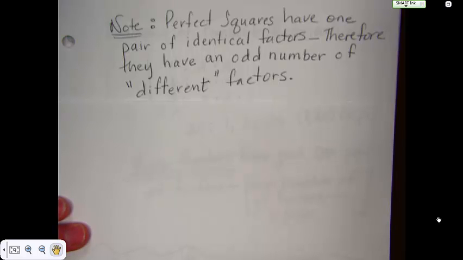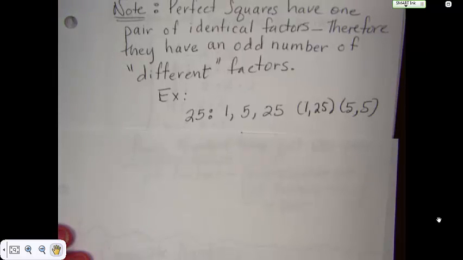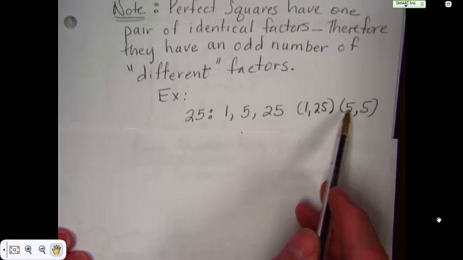So perfect squares have one pair of identical factors, therefore they will have an odd number of different factors, like 1, 3, and 9, and 1, 2, and 4. Technically, it's 1, 2 times 2 and 4, but we just list the factor that's squared once. Examples, 25 is 1, 5, and 25. We list the factor pairs as 1 times 25 and 5 times 5.